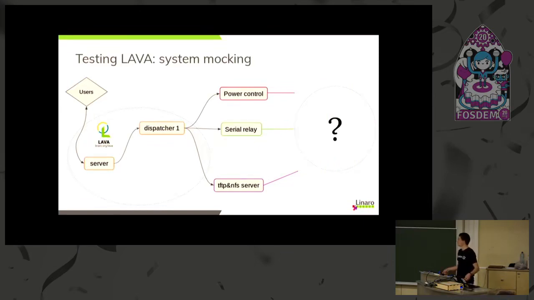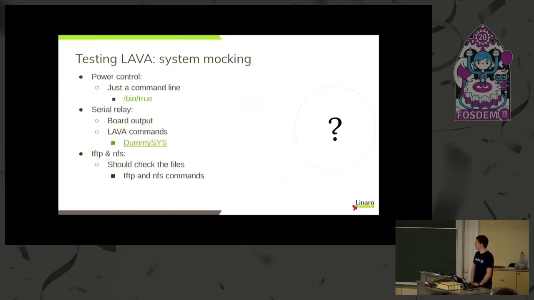Because the server is talking to users and dispatchers, so that's easy to have. The dispatcher is talking to the server, easy, but to boards, we have to make the dispatcher believe that it's actually talking to a board. So we need a way to fake the power control, the serial relay, and the TFTP and NFS resources. So the power control, it's quite easy. It's just a command that the dispatcher will run. So we can replace it by true or whatever. It's not really important.